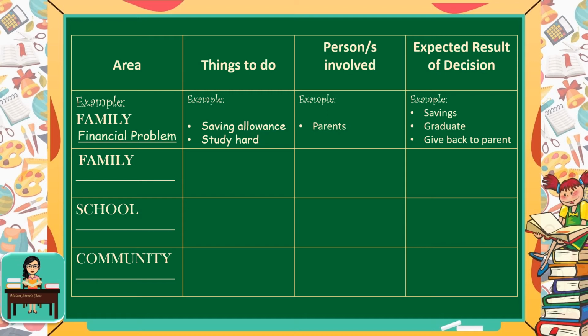Despite your financial problems, you save your allowance and you study hard. What will be the expected result? So, you will have savings, you have more money. You will finish your studies or you will graduate from your studies. And also, most importantly, you can give back to your parents. You can help your parents.